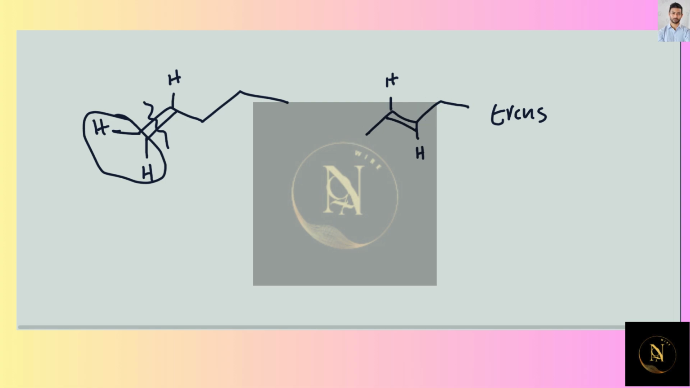Okay, so that is trans, which we can also say is E, German for entgegen or opposite, because they're on opposite sides of the double bond. And if we want to draw the cis or Z version, we simply swap the hydrogen and the ethyl, like so. And now we've got cis/Z.